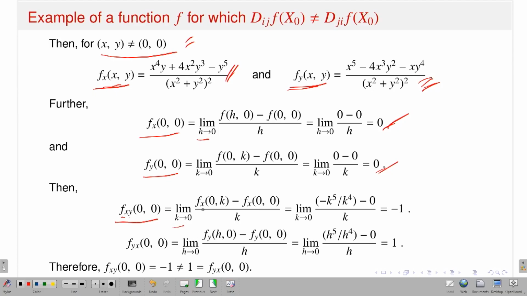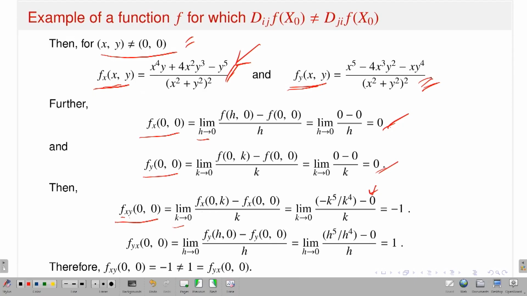The limit as k approaches 0 of [fx(0,k) − fx(0,0)] divided by k. Now fx(0,0) I just calculated, it is 0, so not an issue. Now I have to check what fx(0,k) is, but (0,k) is a non-zero point, different from the origin. Now look at the definition: fx at the point (x,y) is given, so it is just evaluated at (0,k).